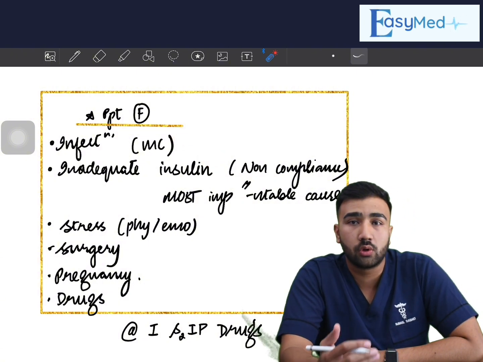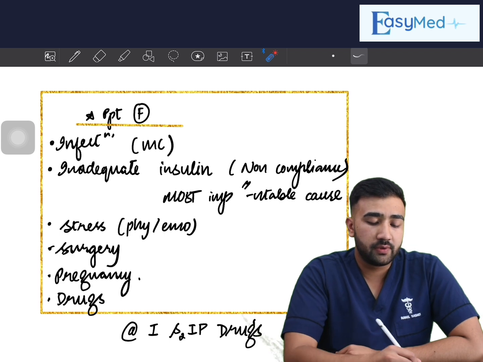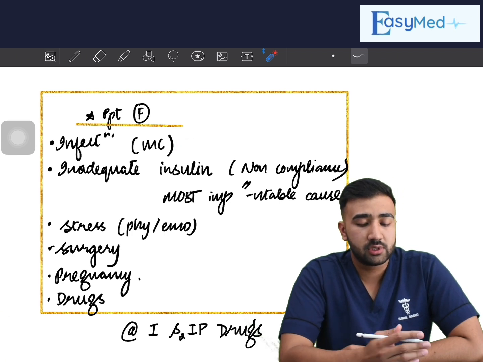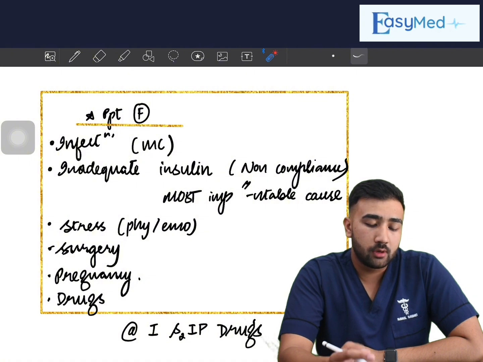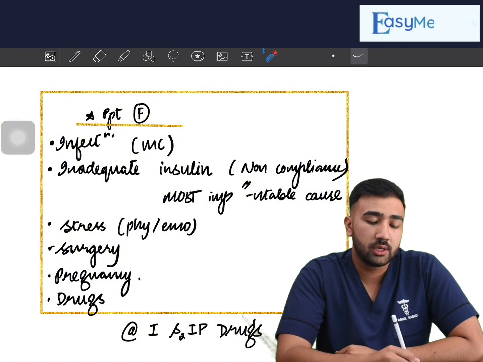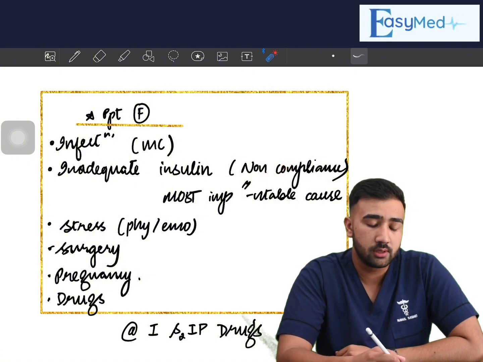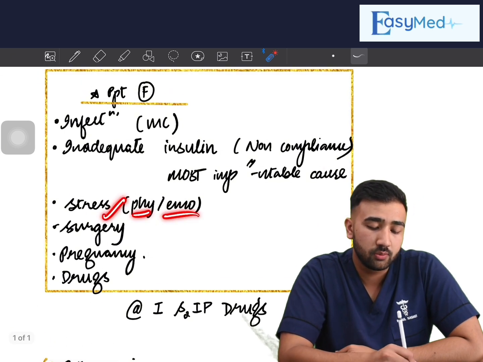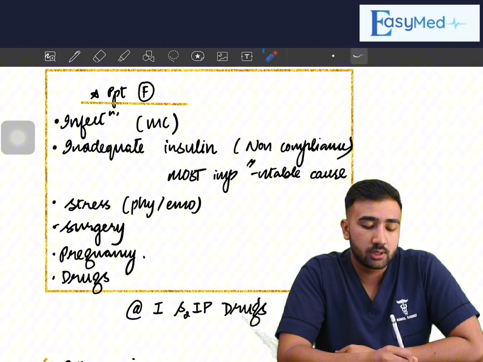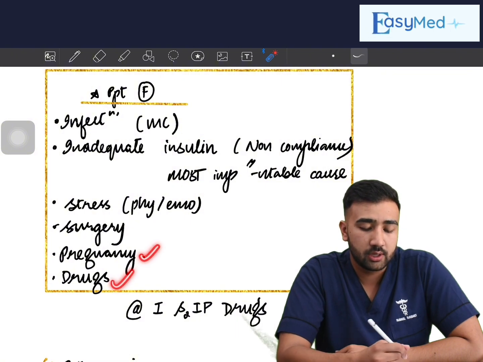which is usually due to non-compliance. So the infections can be even simple infections or more serious infections. And most important preventable cause is the non-compliance of insulin. Other causes are stress, like physical or emotional stress, any surgery, pregnancy, and drugs.